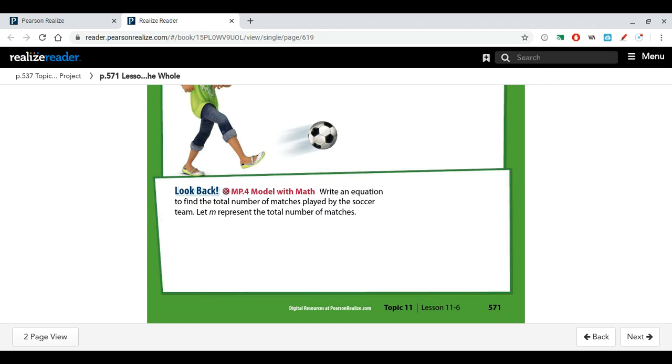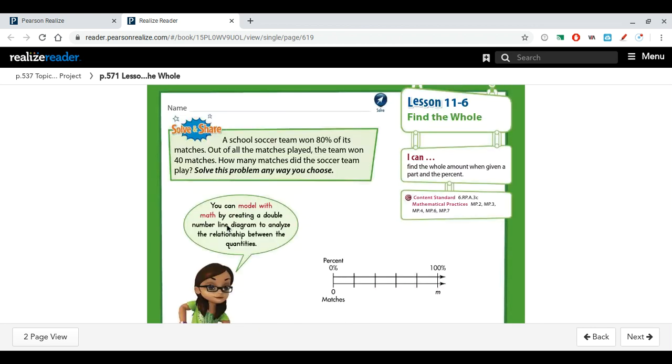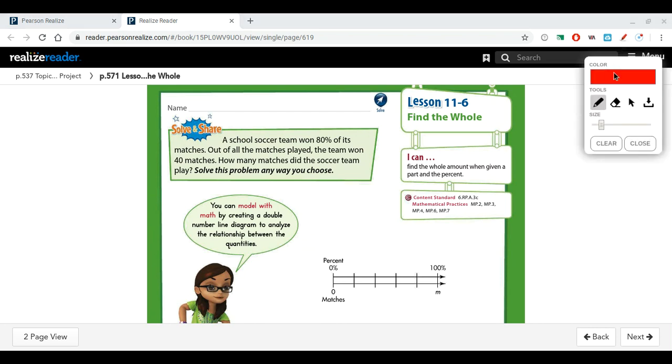Okay. If we move into our look back, it says write an equation to find the total number of matches played by the soccer team. Let M represent the total number of matches. If we take a look, we just did that. So I'm going to rewrite it again, just so you can see in case you missed it. Our equation is going to be 8/10 M equals 40. And then I would divide both sides by 8/10 to solve it.